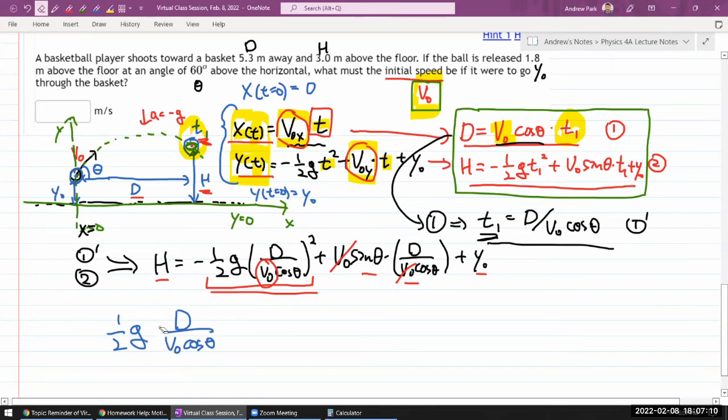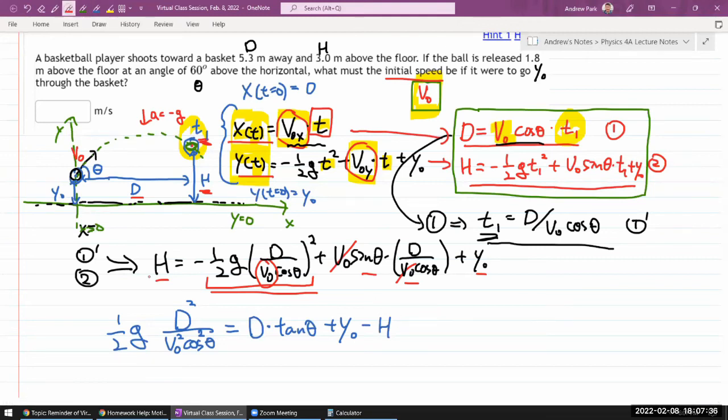Distribute as I'm doing that. Let me distribute this square so that it's d squared divided by V naught squared divided by cosine squared theta is equal to everything else on the right. It'll be d, and I'm going to simplify the sine theta over cosine theta. That's tangent theta, plus y naught. As I move h over, it's a minus h.